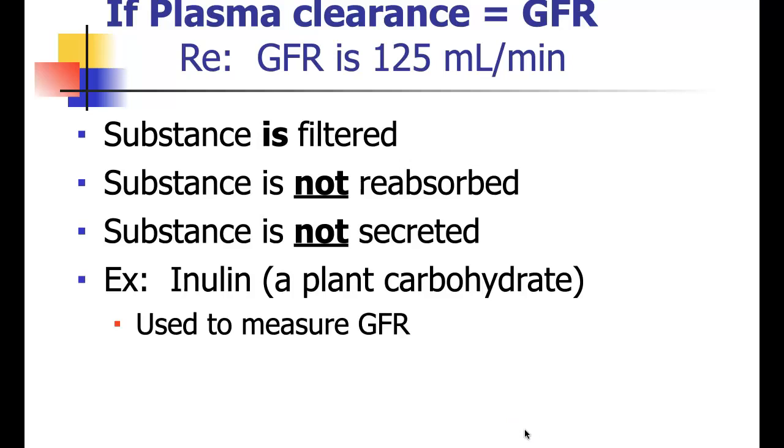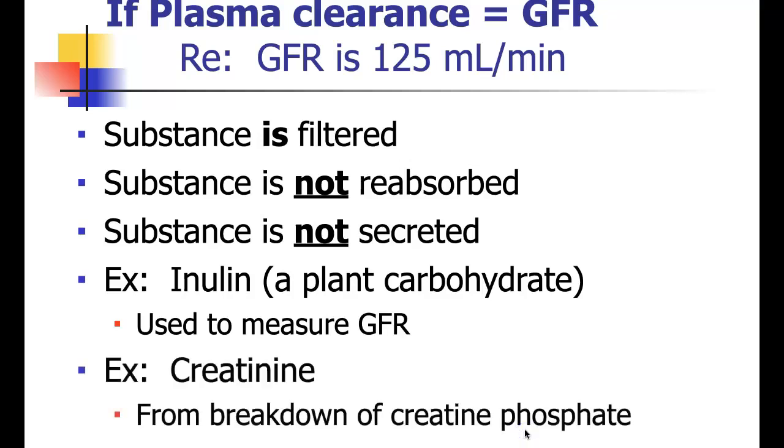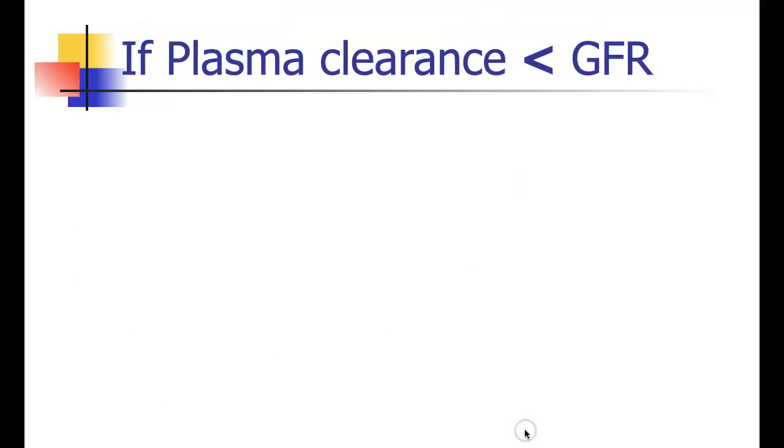So we actually measure this with something called inulin. It's a plant carbohydrate, and it's used to measure GFR. We know inulin is filtered, meaning it makes it into the urine, but it's not reabsorbed and not secreted. So it gives us a nice measure of GFR because we're not having to calculate any of the other reabsorption, secretion things. Creatinine can also be used this way because it's from a breakdown of creatine phosphate, and again, it's filtered, but it's not reabsorbed and not secreted.